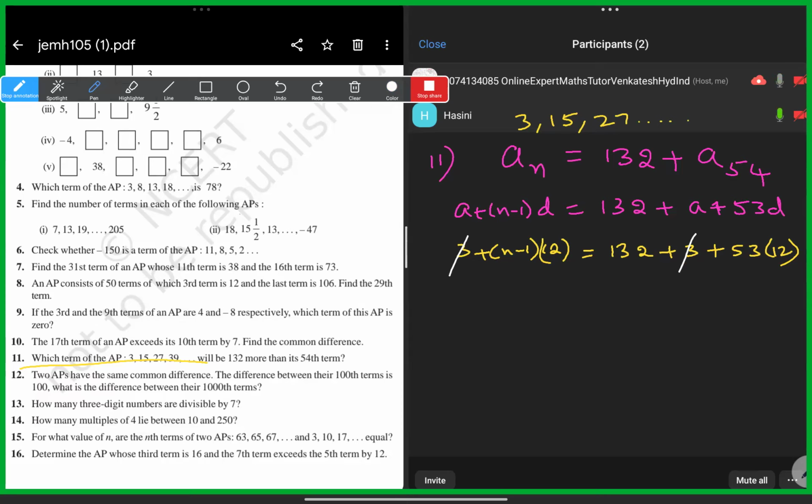So now here I am doing distribution, Hasni. N minus 1 into 12 means it will become 12n minus 12, is equal to 132 plus 53 into 12, which is 636. Any doubt, Hasni? No, sir.